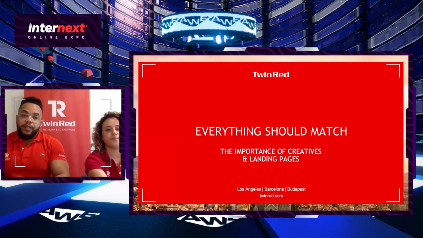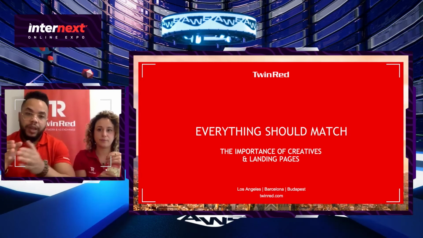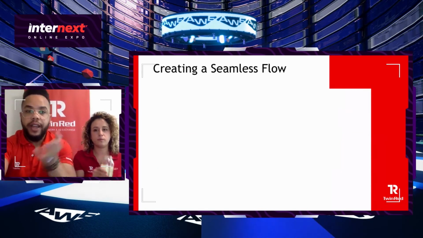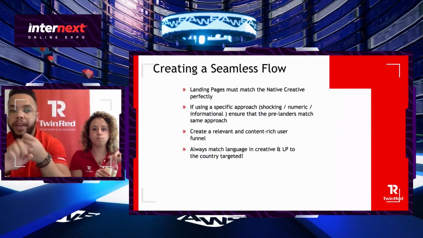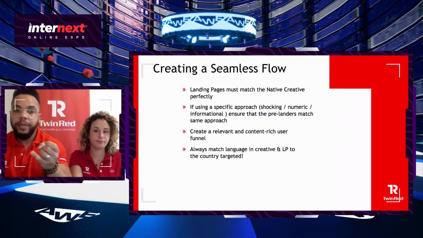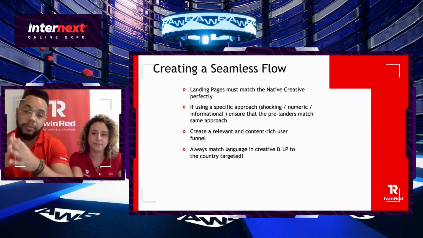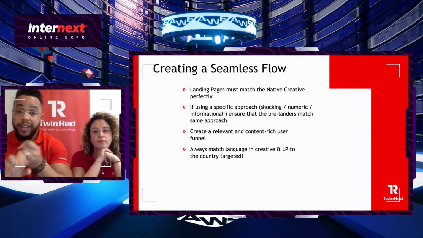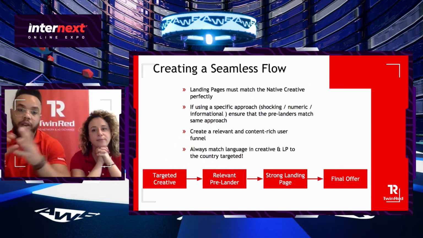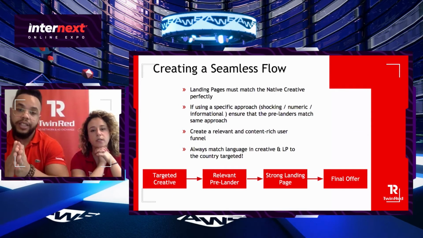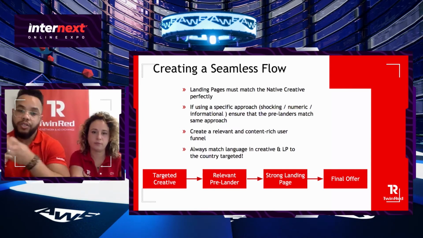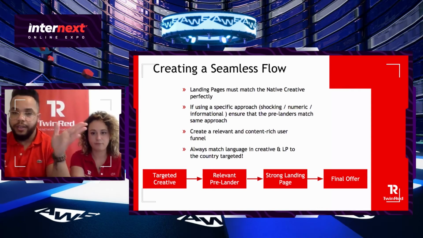And finally, yes, the most important thing is that everything should match. I mean, the creatives and landing pages are very important in natives. So creating a seamless flow consists of landing pages matching the native creatives perfectly. If using a specific approach, I mean, shocking, numeric, informational, ensure that the pre-landers match the same approach. So create a relevant and content-rich user funnel, and always match the language, creatives, and landing page to the country targeted. So targeted creative, relevant pre-lander, strong landing page, and final offer, and make money.